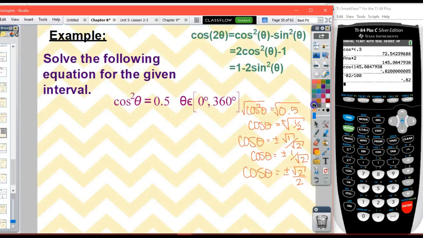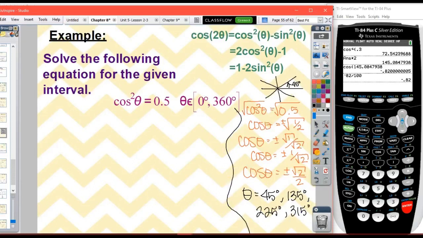So if you look to your unit circle, that's going to be in every quadrant at the increments of wherever reference angles are 45 degrees. And so my answers for theta would be 45 degrees, 135 degrees, 225 degrees, and 315 degrees. So that is one way that you could solve this equation.